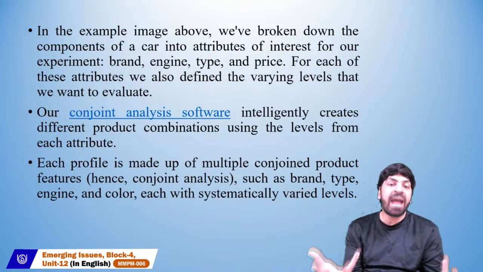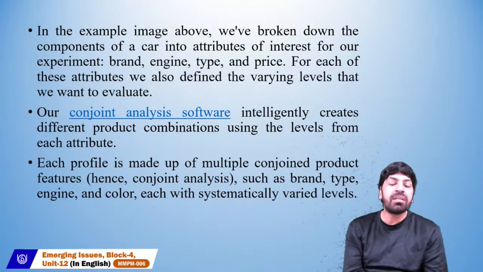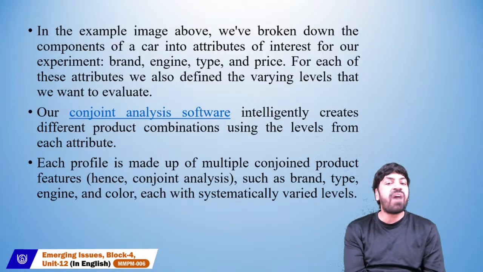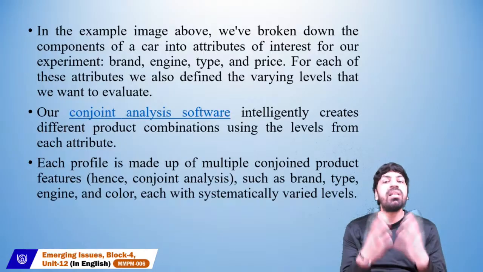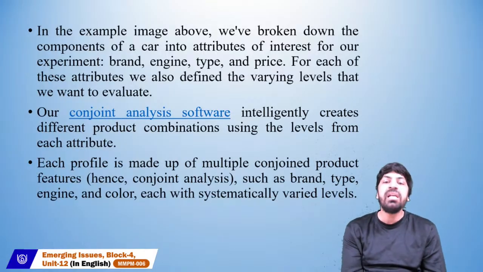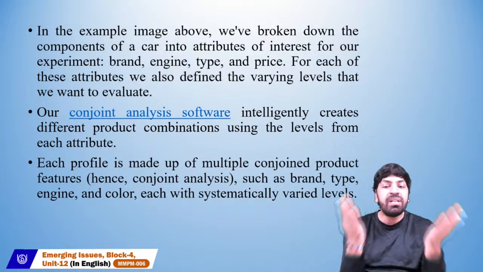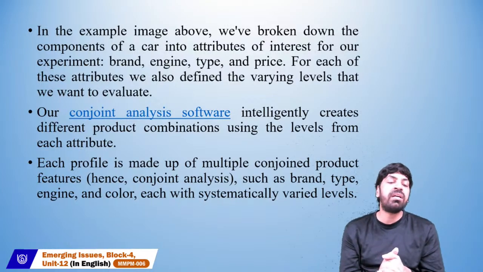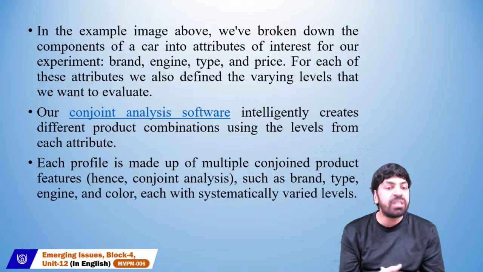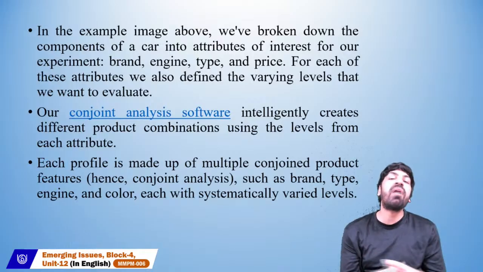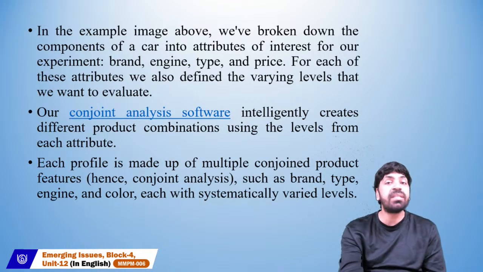As you can see in the brand category, there are three main products of the car using the levels from each attribute. Each profile is always made up of multiple conjoined product features like brand, type, engine, color, and systematically it will also classify the levels of the brand, the types, the engine, the colors, and the prices, and accordingly we can start our analysis, which is called the conjoint analysis using the SPSS software.